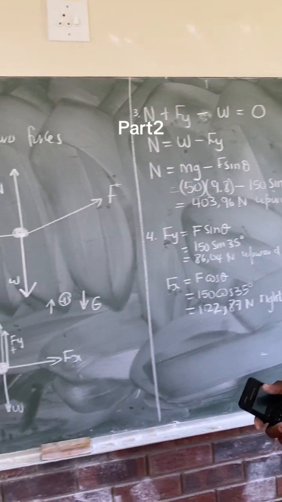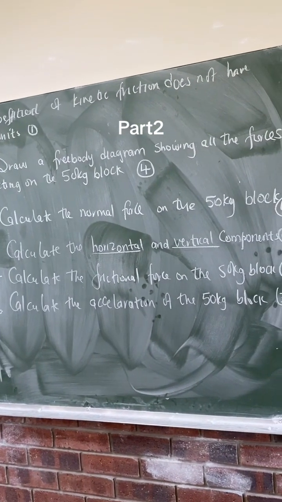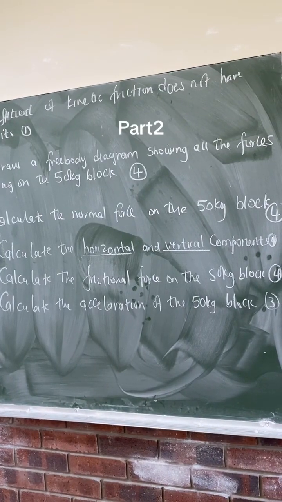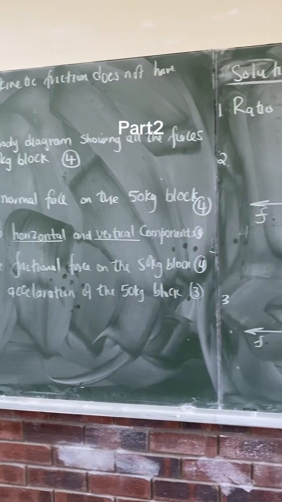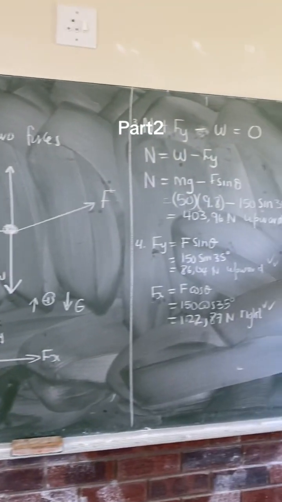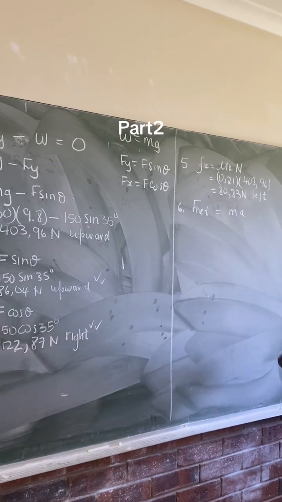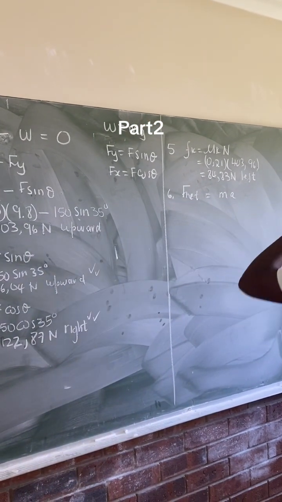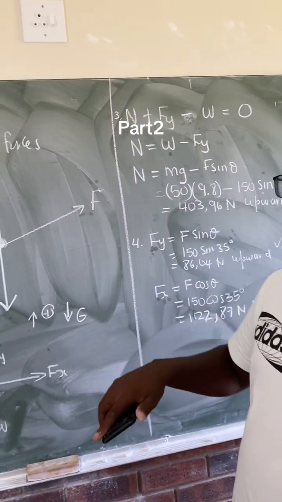Okay, now the last question for 3 marks, they said we must calculate the acceleration of the 50 kg block. Now we're going to use Newton's second law to do that calculation, and you also get this formula in your formula sheet. F net is equal to ma. The net force acting on the object, remember the object is moving in the horizontal direction.